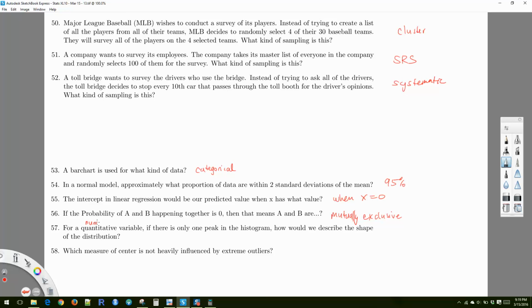For a quantitative variable, which is another fancy word for numeric, if there is only one peak in the histogram, how do we describe the shape? Unimodal.